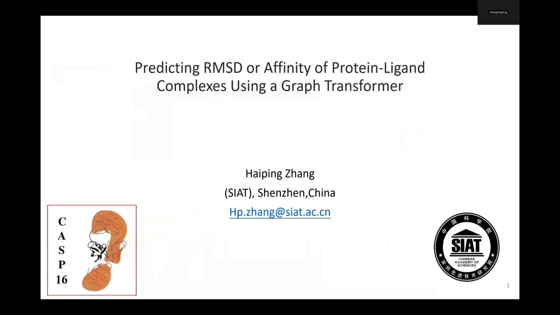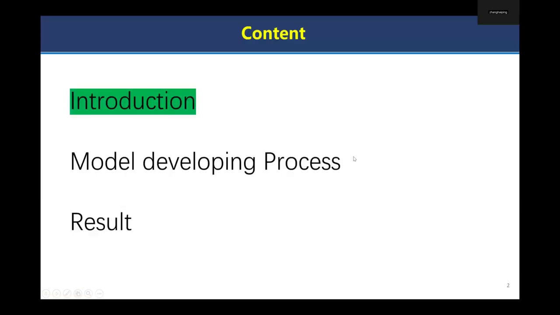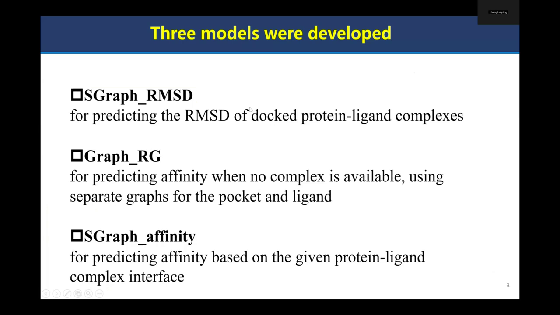This competition gives me a great chance to present my work, which mainly focuses on predicting the RMSD or affinity of protein-ligand complexes using a graph transformer. I'm from SIAT, Shenzhen, China. For the content, I will include three parts. First is the introduction. In this competition, I have developed three models.